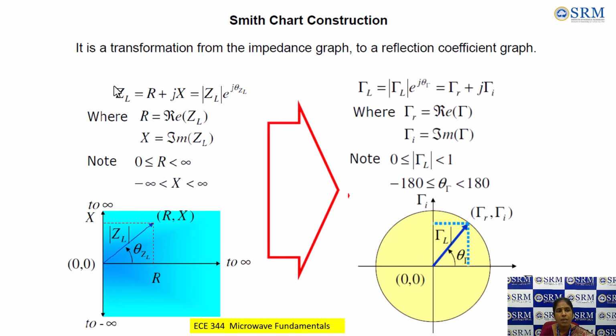Similarly, the same load impedance can be mapped to the reflection coefficient at the load in the same manner. Magnitude as well as angle I can represent, and the same I can represent in real part and imaginary part. The magnitude of the reflection coefficient, we know, ranges from 0 to 1, whereas the angle of reflection coefficient varies from minus 180 to plus 180 degrees. This we already saw in the fourth module.